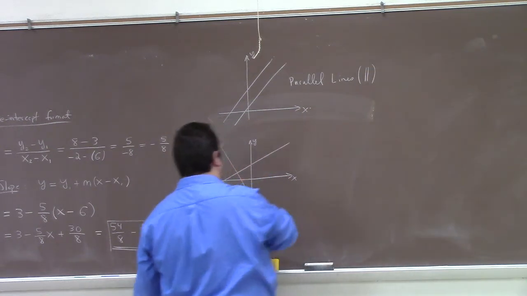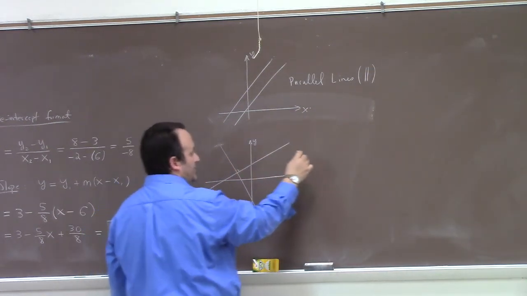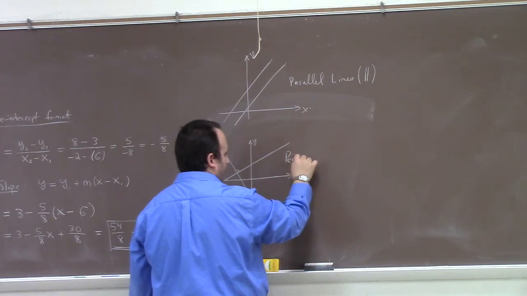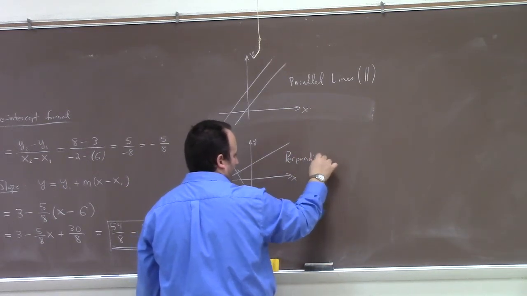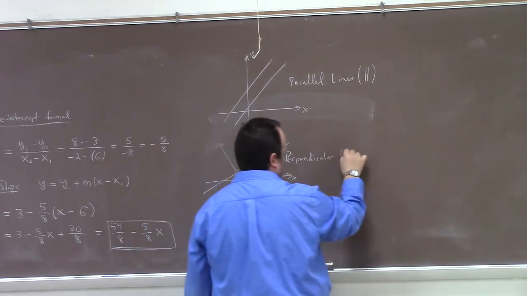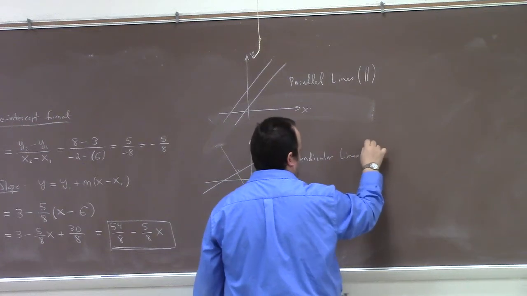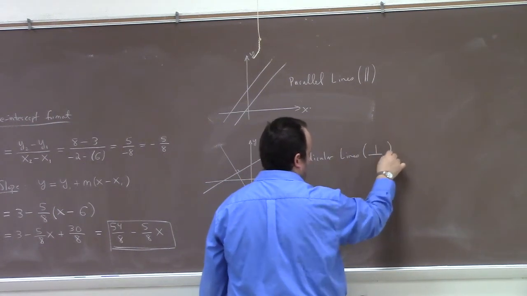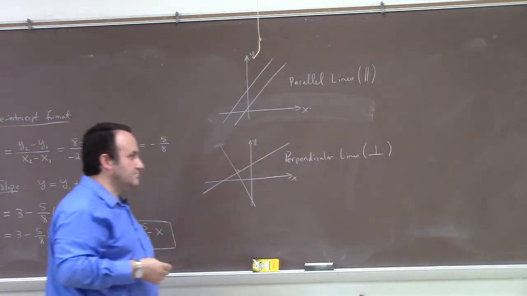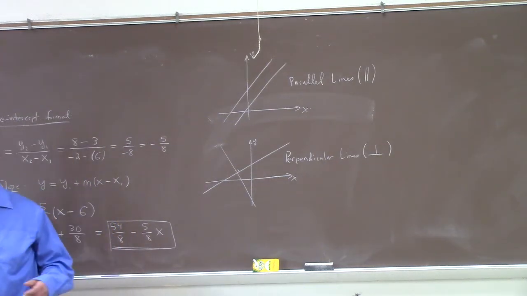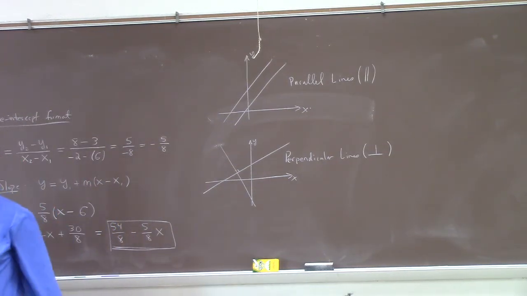And how about these ones down here? Yeah, perpendicular. I usually use a symbol like this for perpendicular. If I don't want to write perpendicular, I'll just write that symbol. If I don't want to write parallel, I write that, you know.